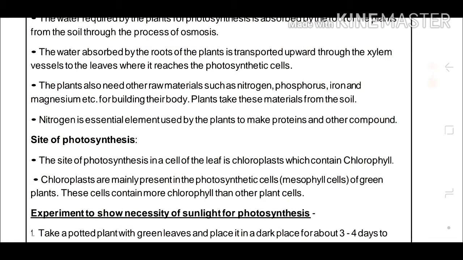Site of photosynthesis. The site of photosynthesis in a cell of the leaf is the chloroplasts, which contain chlorophyll. The chloroplasts are mainly present in the photosynthetic cells of green plants. These cells contain more chlorophyll than other plant cells.